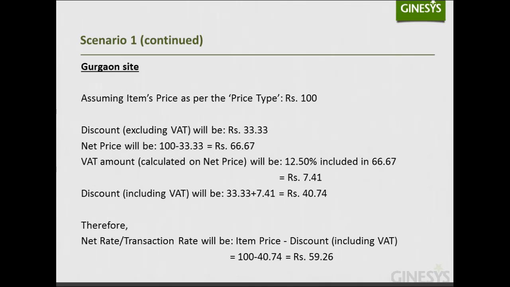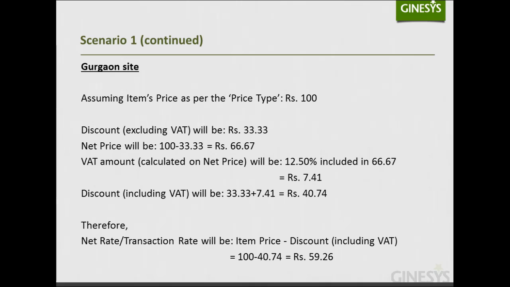VAT amount calculated on net price will be 12.50% included in 66.67, that is rupees 7.41. Discount including VAT will be 33.33 plus 7.41, that is rupees 40.74. Therefore, net rate, that is the transaction rate, will be item price minus discount including VAT, that is 100 minus 40.74, and will result in rupees 59.26.